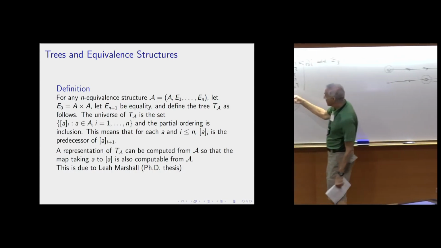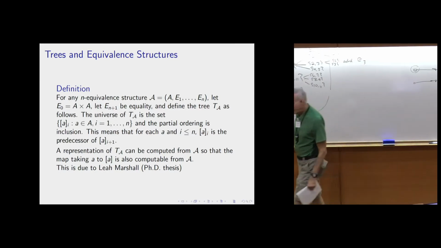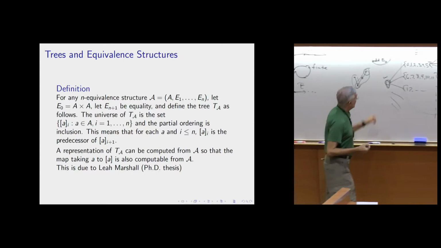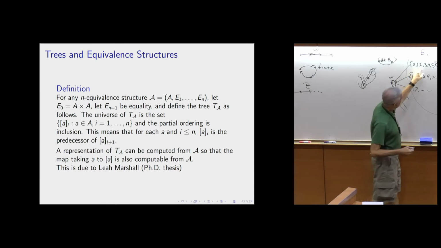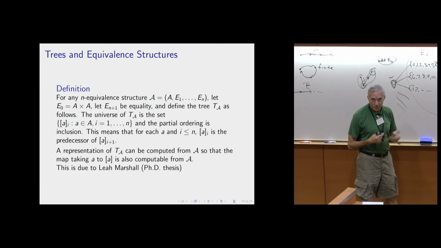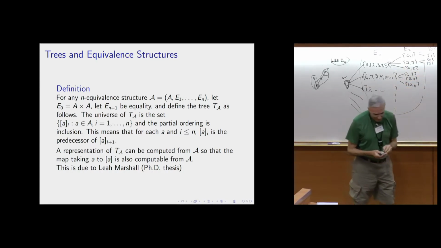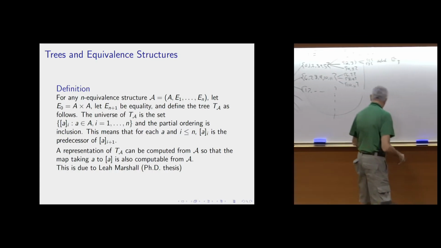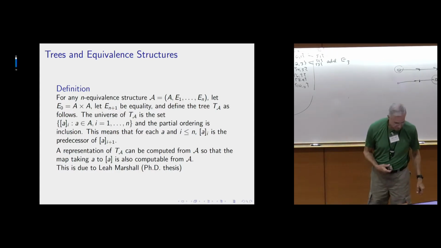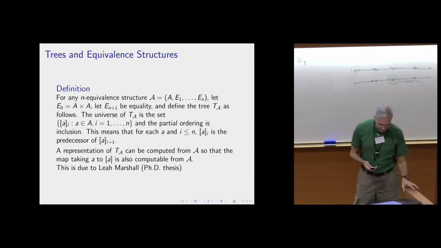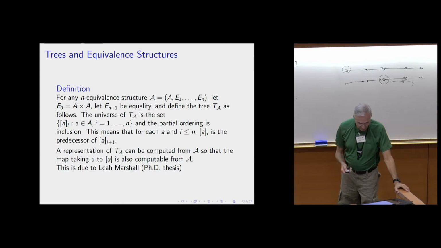And as I've drawn this, you see that here we have a tree. Given any finitely nested equivalence structure, you can extend to a root at the beginning. The partial ordering is inclusion, and at the end, each finite set could be divided up into its individual elements, and this then produces the tree corresponding to the structure. And this can be done effectively. Again, this is due to Leah Marshall.